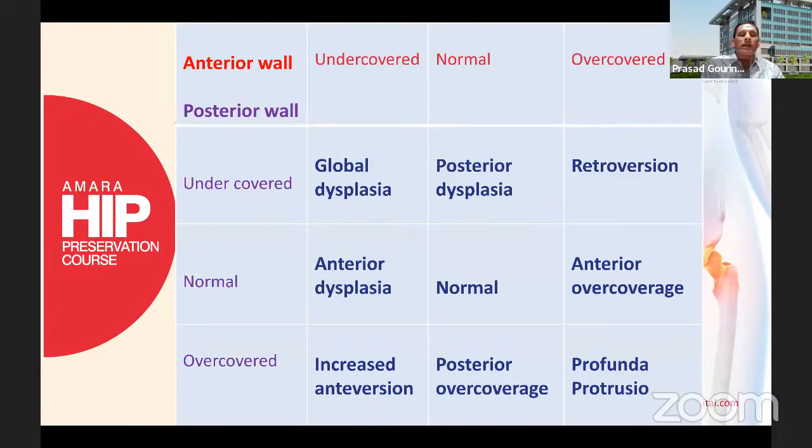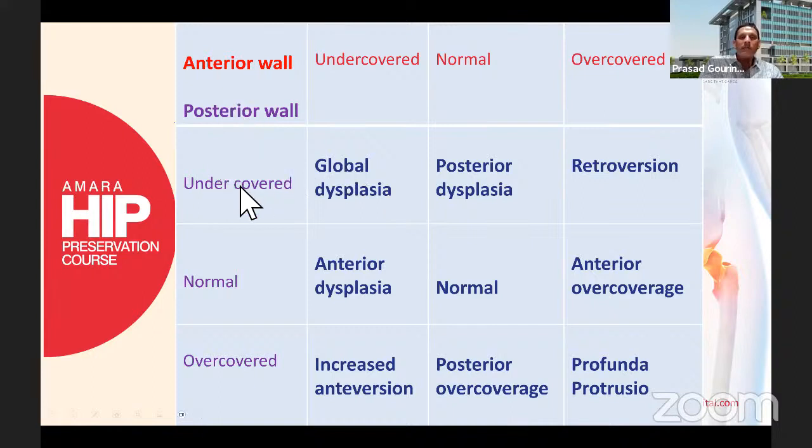So with those wall coverings, right? I told you about the anterior wall, when we call it undercovered, when we call it normal, and when we call it overcovered. Same parameters for the posterior wall. If you put them into a grid like this, right, there are 9 types of acetabulum. The reason it's important is each one has a different treatment if you need to treat a problem. Let's go over this in a little more detail.